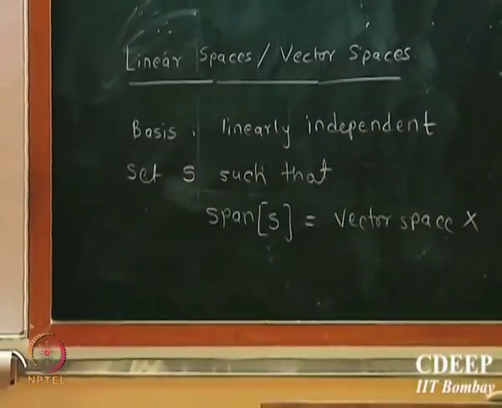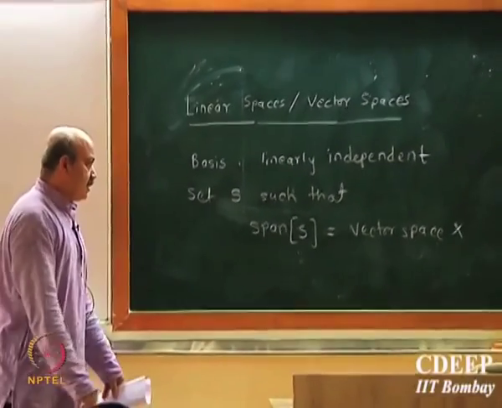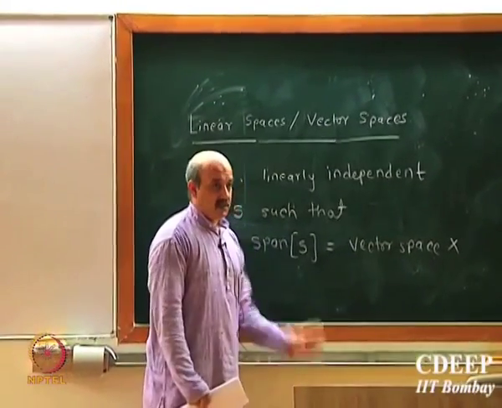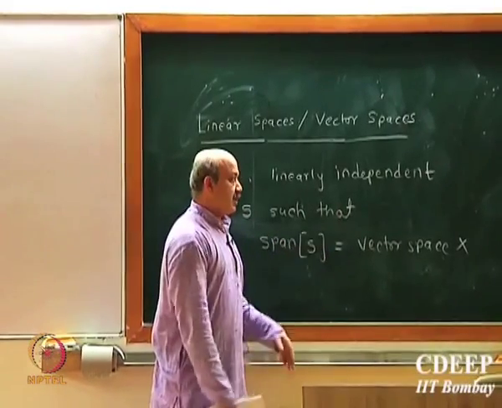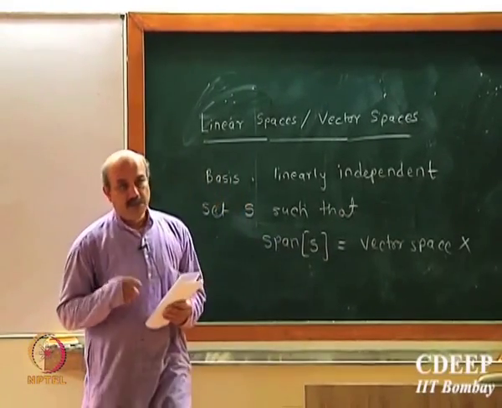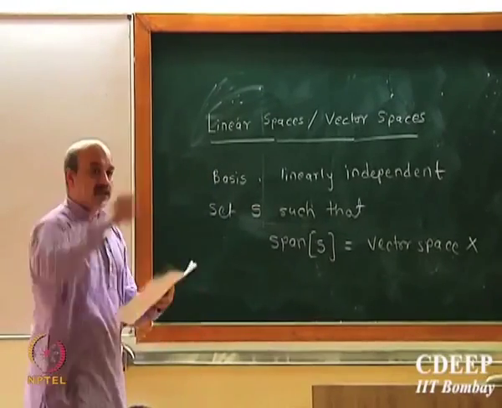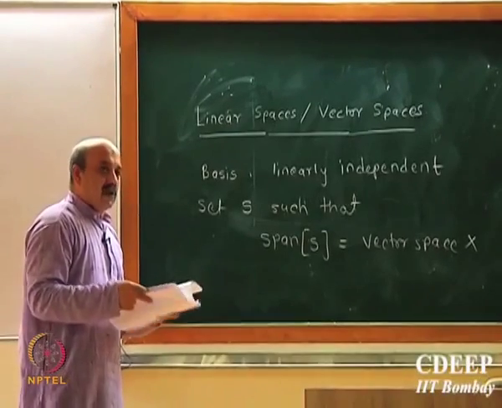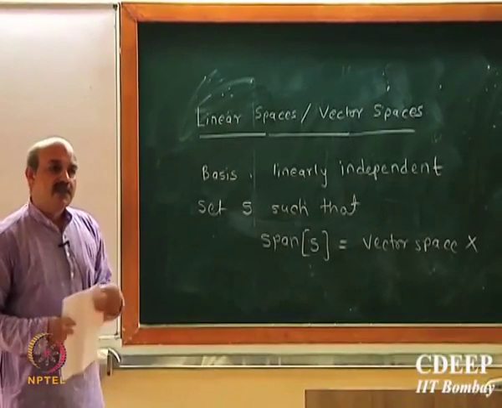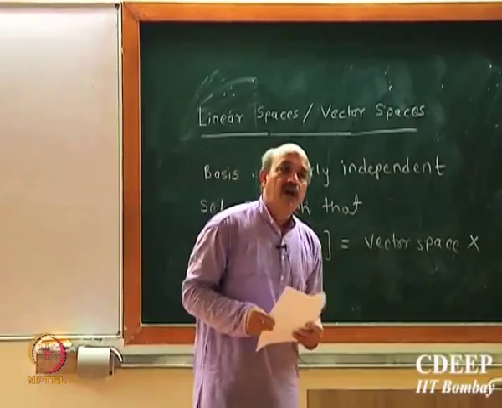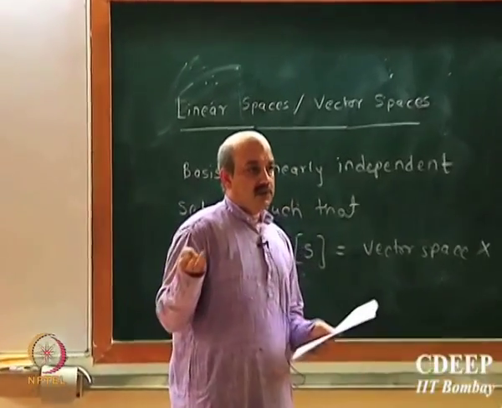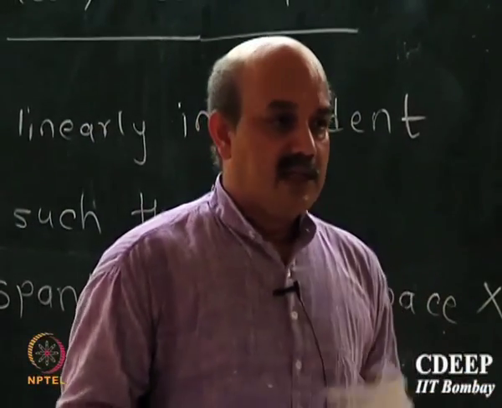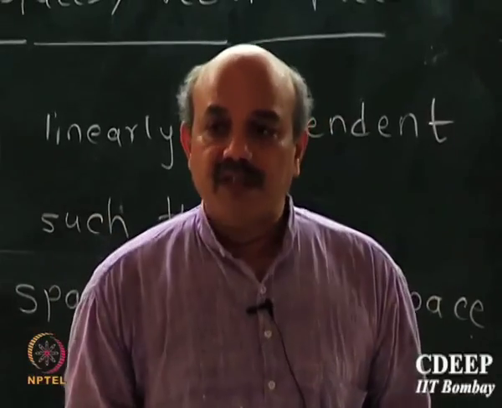A linearly independent set S that belongs to vector space X, which generates the entire space, that means the span of that set is equal to the entire space, is called a basis for that vector space. If the number of elements in the basis is finite, then we have a finite dimensional vector space, and if this linearly independent set is an infinite set, then we have an infinite dimensional vector space.